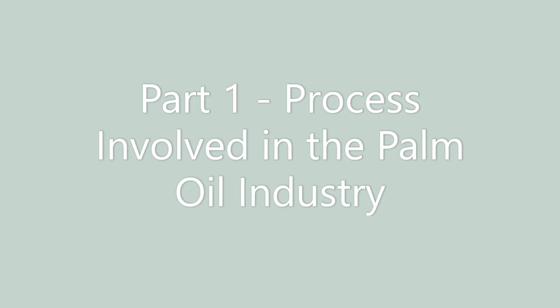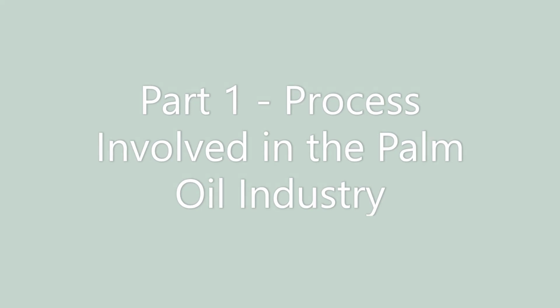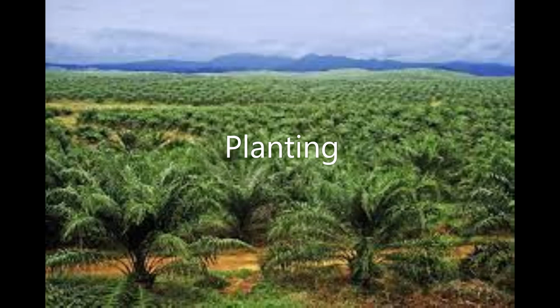Part 1. Process involved in the palm oil industry. First, planting. Oil palm trees thrive in the humid tropics and require a large amount of sunlight and rainfall. They begin to bear fruit after 3 to 4 years and are harvested year-round once they mature.